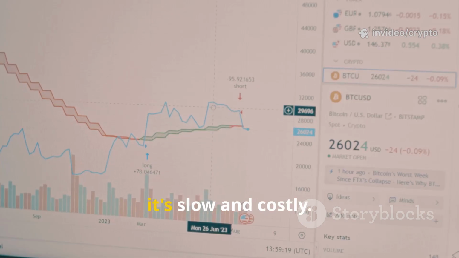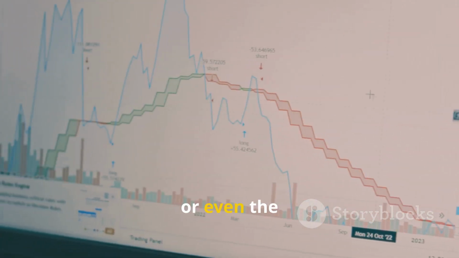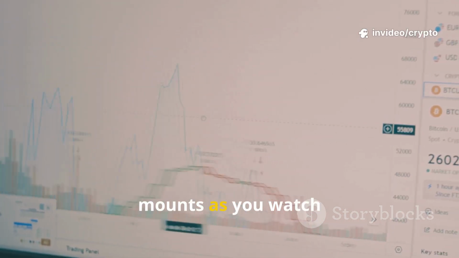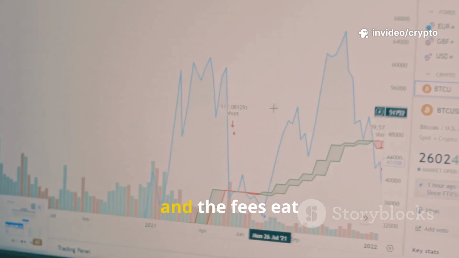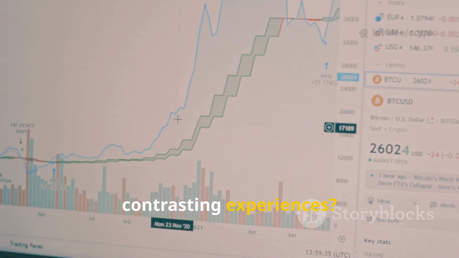But other times, it's slow and costly. You might encounter delays, slippage, or even the inability to execute your trade at all. The frustration mounts as you watch the market move against you, and the fees eat into your potential profits. What causes these contrasting experiences?